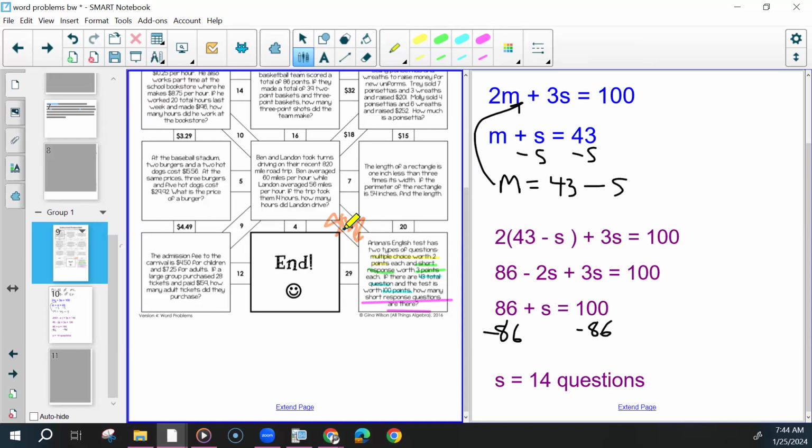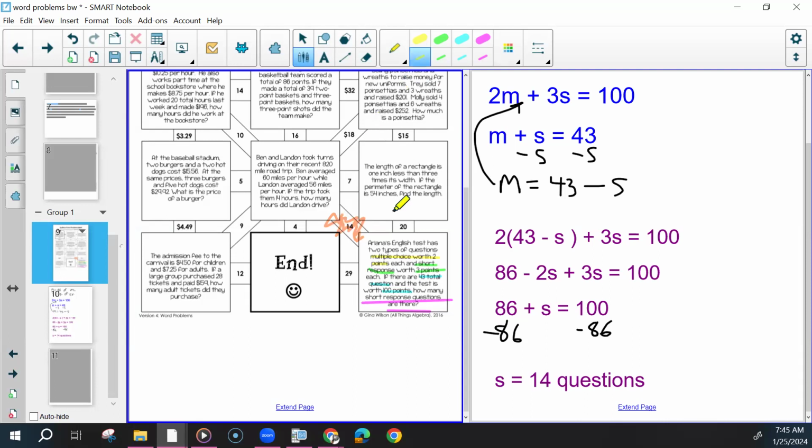And then moving on, so this will be the last one, regardless, because it'll either be the end, or it'll go to one of the ones that'll give us the pathway to the end. So let's read that last one. Ben and Landon took turns driving on their recent 820-mile road trip. Ben averaged 60 miles per hour, while Landon averaged 56 miles per hour. If the trip took them 14 hours, how many hours did Landon drive?